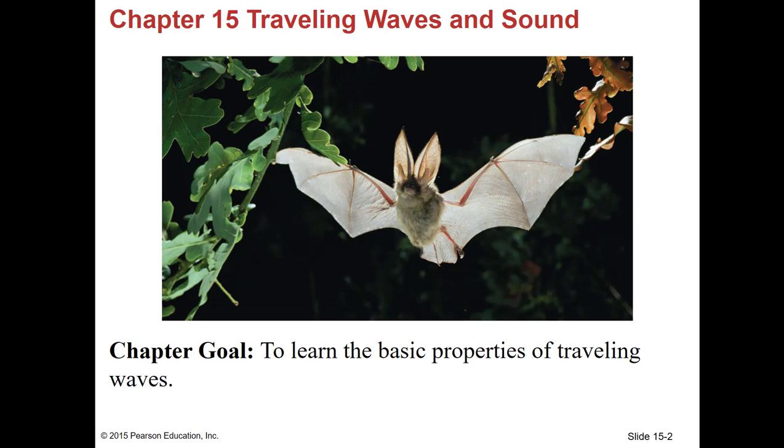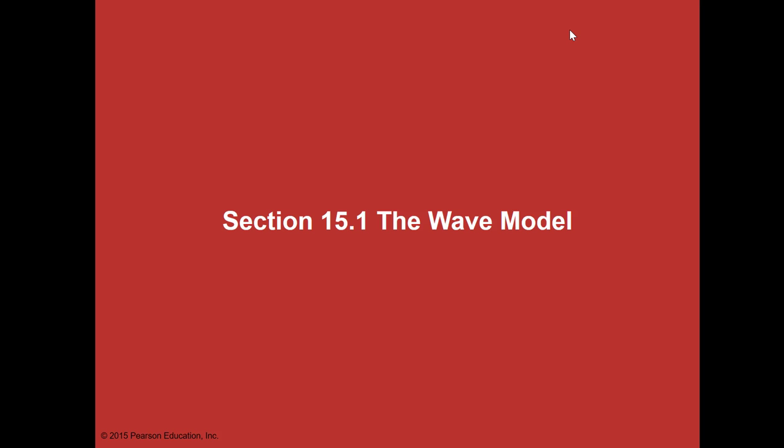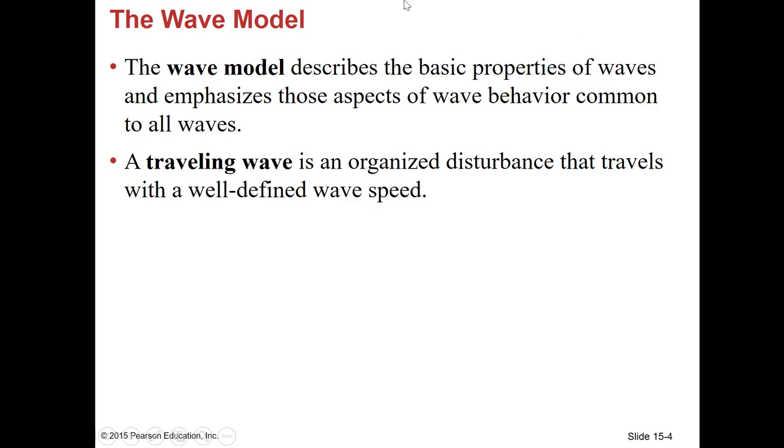So the goal of chapter 15 is to learn the basic properties of traveling waves. Again, there's a lot of material in chapter 15, but we are just going to cover the first three sections. So traveling waves, and we'll talk a little bit about sound waves as well. More about this picture in just a moment. So the wave model describes the basic properties of waves and emphasizes the aspects of wave behavior common to all waves. And we'll see there's going to be two different kinds of waves mentioned. Transverse and longitudinal.